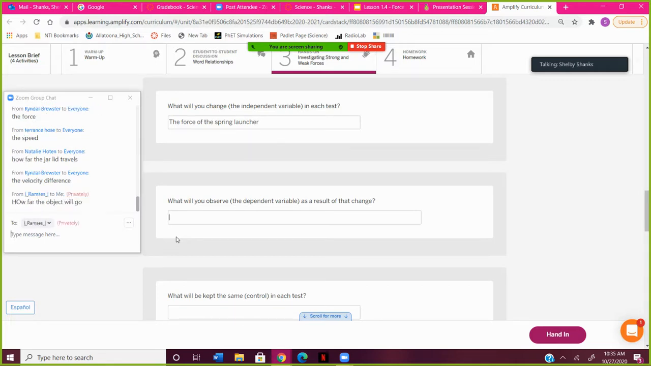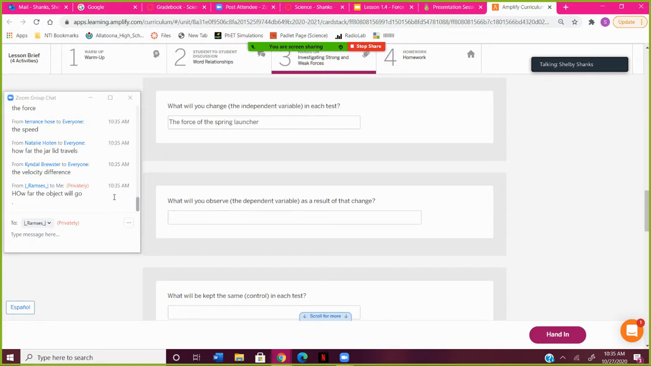All right, so Terrence, you're almost there. Natalie said how far the jar lid travels. Kendall said the velocity difference, how far the object will go. You guys are really close. That meter stick is laying down there because we are trying to see which one will get to the end of the meter stick first, right?